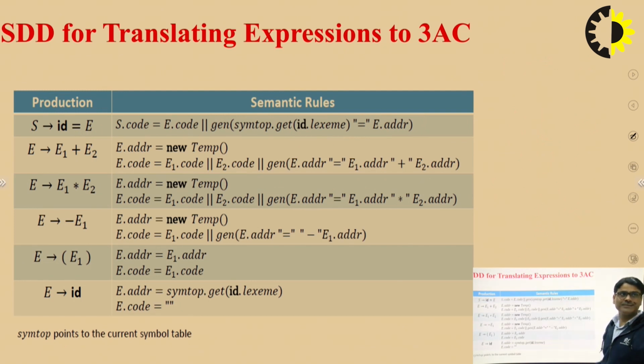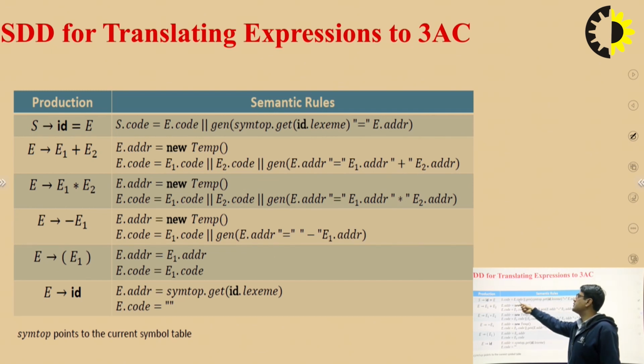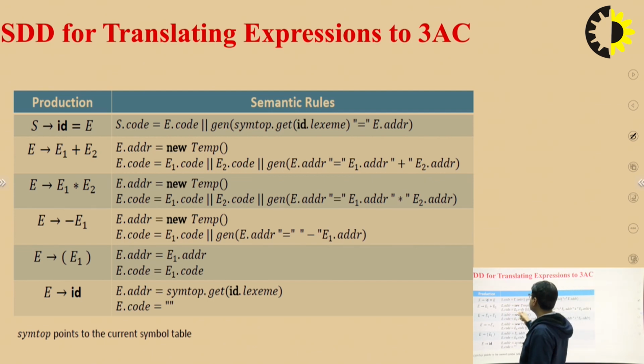Now, if you are seeing that it is given S.code equals E.code generated, symtop.get(id.lexeme) equals E.address, because E is the variable which came from the calculations. E.address means this shows the location of E. ID, because it is a single variable, single value, is shown by lexeme. E.code will show this thing. Now E produces E1 plus E2, E.address equals new temp.